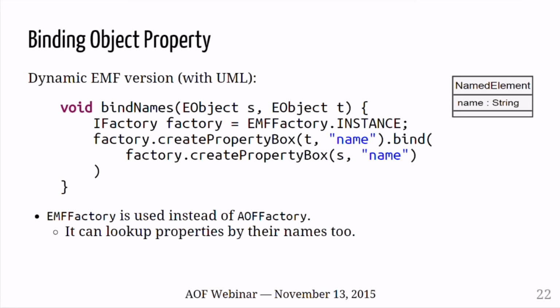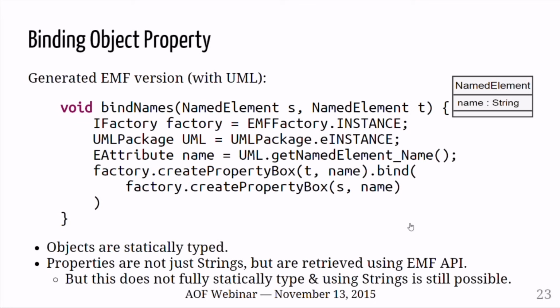Actually, in the JavaScript version of active operations, we use the observable DOM events to perform the same kind of property bindings that you see here on EMF. So even though we are using the EMF factory, we can still use property names, and the tool will look up the actual structural features for you.